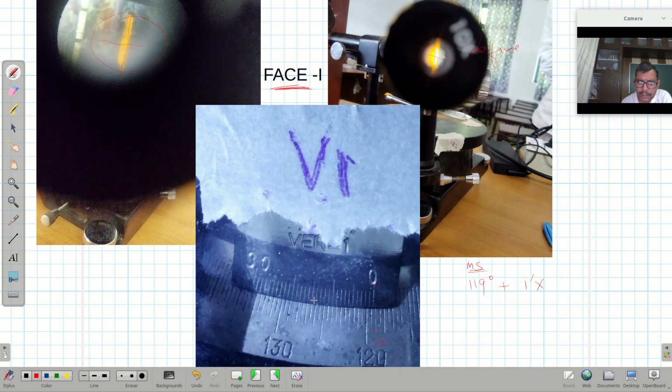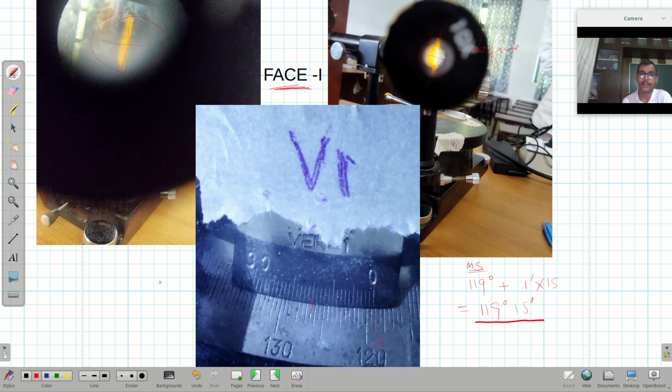Yeah, this is the most coinciding division. Which division is this? Say 5, 10, 15th division is the most coinciding division. So the 15th division is coinciding. So the reading is 109 degree 15 minutes. So this is the reading.